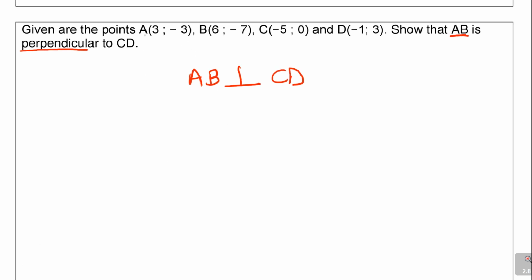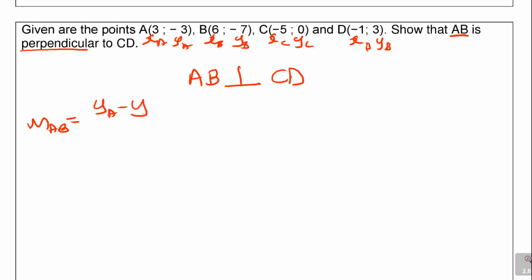You do the same thing here. You have got your XA, your YA, your XB, your YB, your XC, your YC, your XD, your YD. Just do that, it helps you a lot. So now we are going to find gradient M of AB. You know the formula? You can use any, but usually let's maintain consistency: YB minus YA. It's still the same thing, guys. YB minus YA, but you maintain at the bottom also XB minus XA.